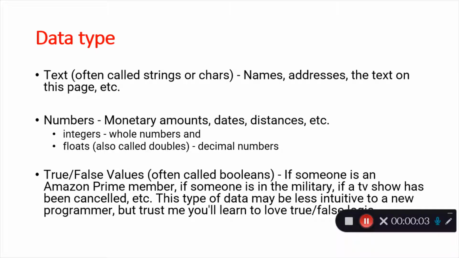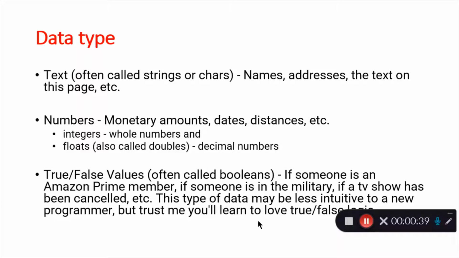Data types. Essentially, we have three different data types: text, numbers, and Boolean values. Text, often called strings or characters, includes names, addresses, the text on this page, etc. Numbers include money amounts, dates, distances, etc. And in numbers, we have two different types: integers, which are whole numbers, and floats, or decimal numbers.